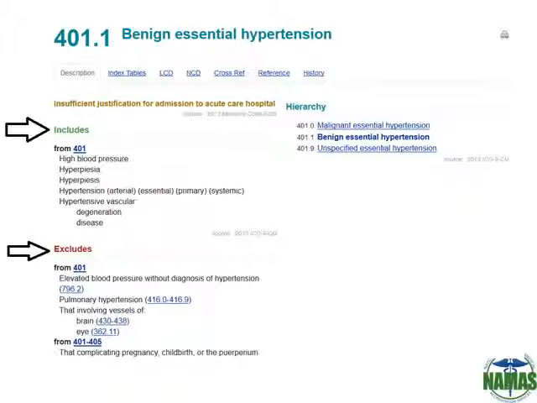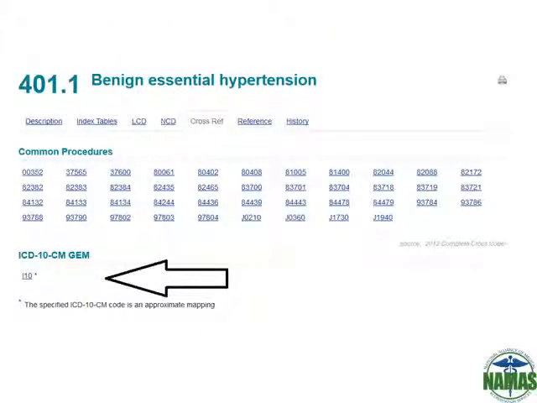Next, let's review an ICD-9 code. For example here, 401.1. This is for benign essential hypertension, and all of the information you're used to seeing in your ICD-9 book is listed here, from includes, excludes, any relevant manifestation or code first data.